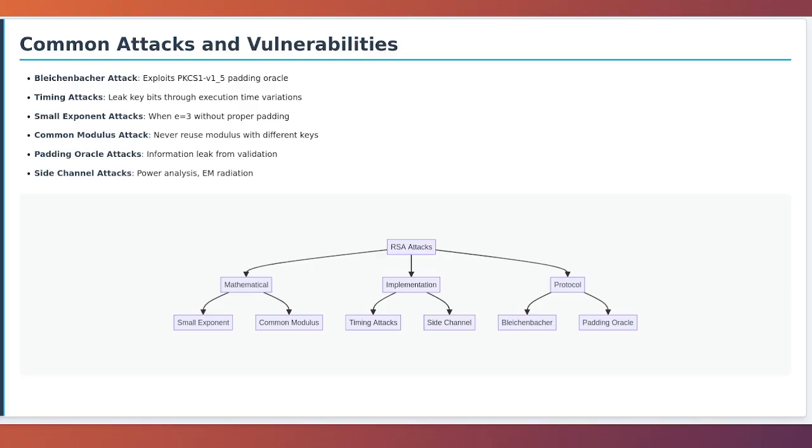Timing attacks analyze variations in execution time to extract secret information. Different code paths for different values, or operations that take different times based on input, can leak information. For example, if modular exponentiation is faster when certain bits are 0, an attacker can measure timing to determine private key bits. Defenses include constant time algorithms, blinding techniques, and ensuring all code paths take equal time regardless of secret values.